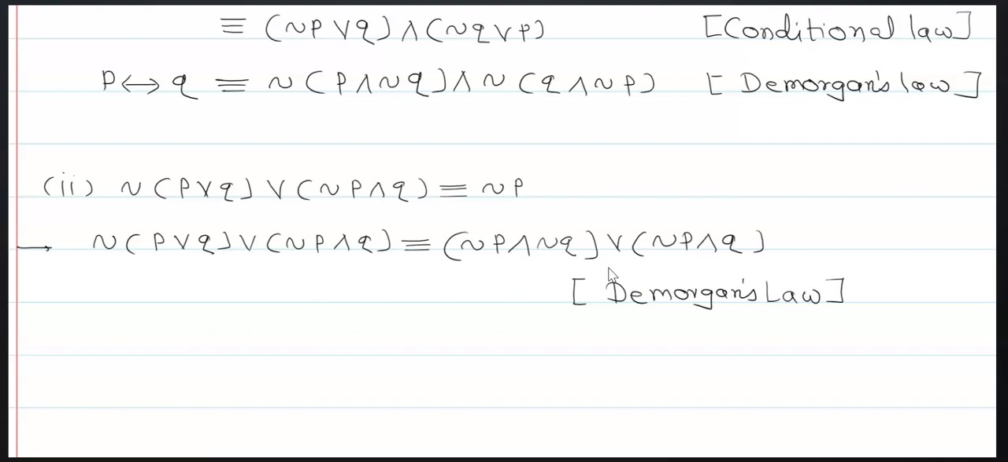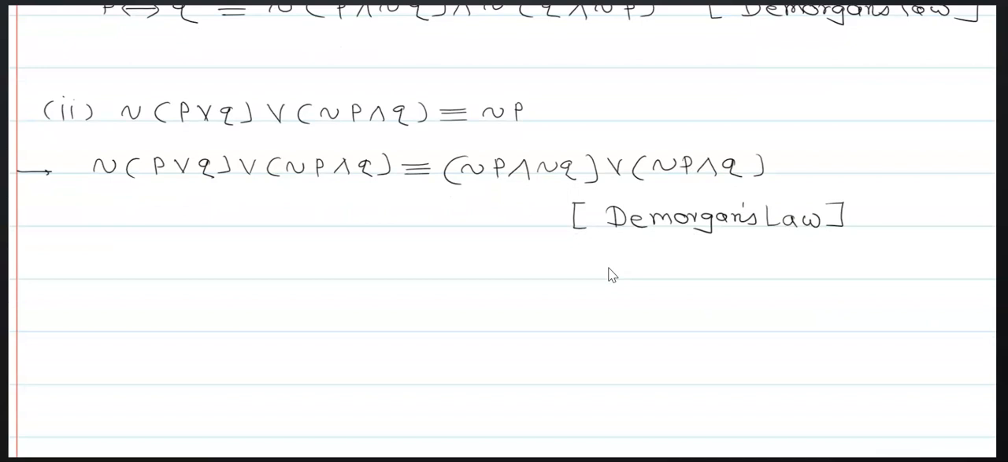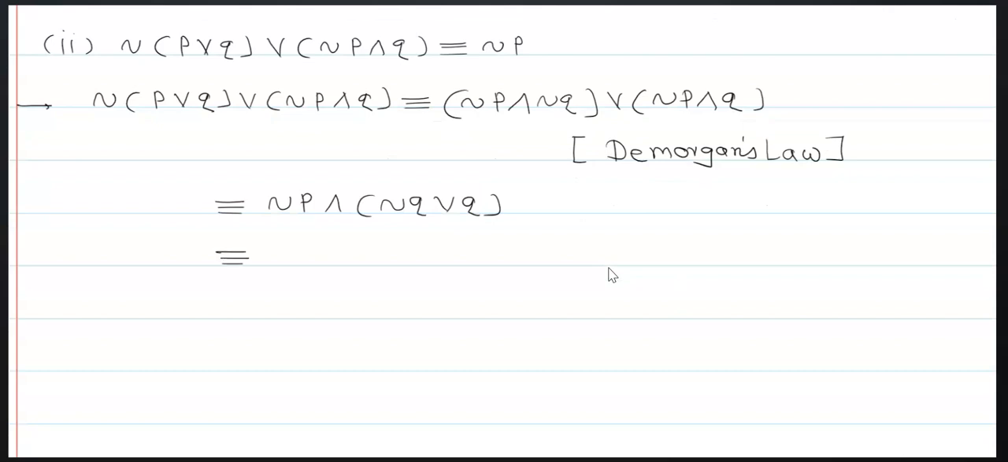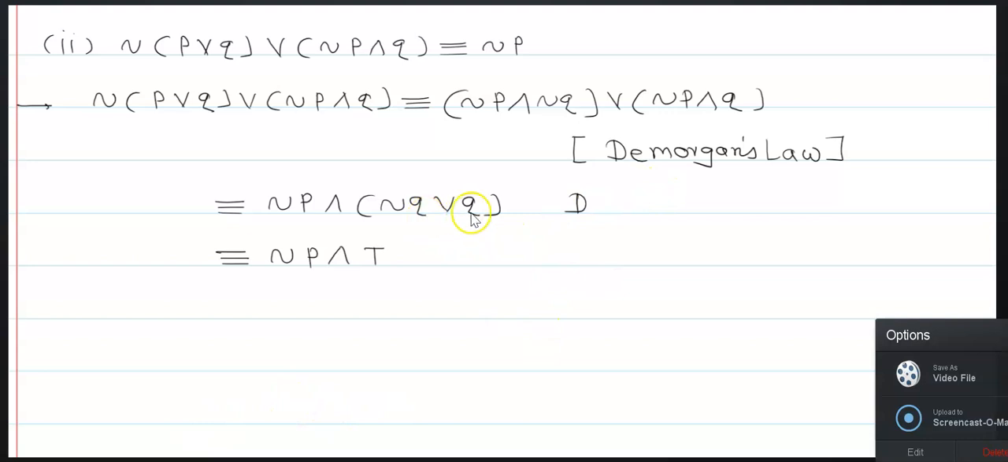What is the common here? Negation of P is common here, and is distributed over the OR. That is, the negation of P is distributed over the OR: negation of P and in bracket Q or negation of Q, or negation of P and T. But what is the value of this? The value of Q or negation of Q is definitely true, which is the complement law.